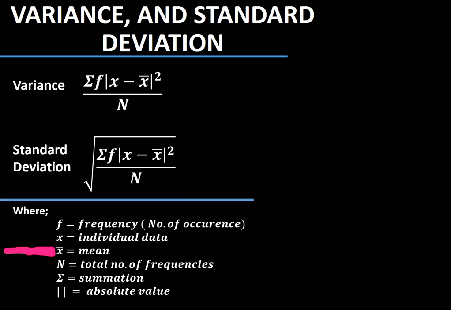Everybody's familiar with how to find the mean, like the mean, median, mode aspect. Mean is found by adding everything together and dividing it by the total number of occurrences. And this n right here, like I said, is the total number of frequencies. Then this symbol is called sigma. Sigma means summation.